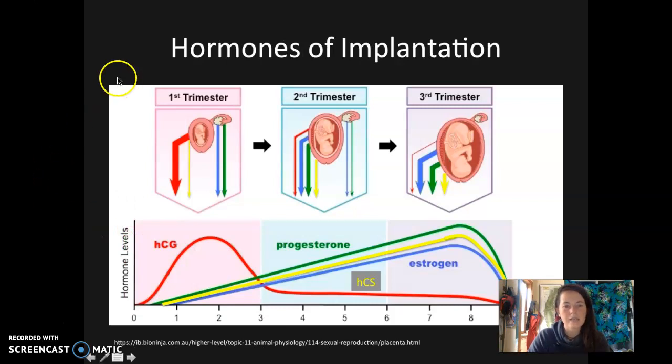I really liked this image because I thought it gave the best, most concise illustration of what's going on throughout the pregnancy. So immediately following ovulation, the corpus luteum begins secreting high levels of progesterone, a steroid hormone that's produced in the ovaries. And you can see that up here under our first trimester.